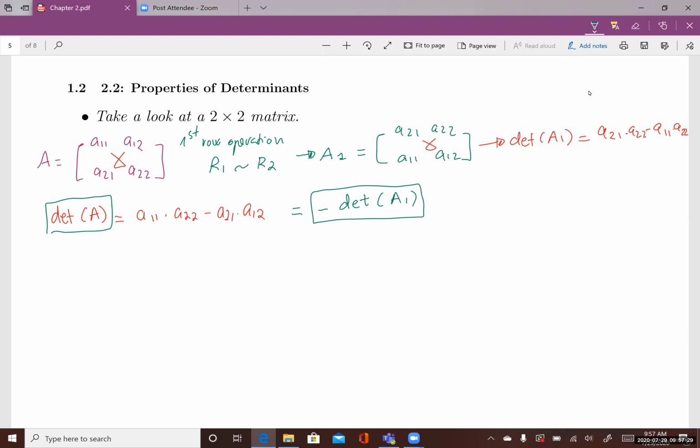If A1 is the resulting matrix from using the first row operation on the matrix A, you can rewrite it as the determinant of A1 equals -1 times the determinant of A.